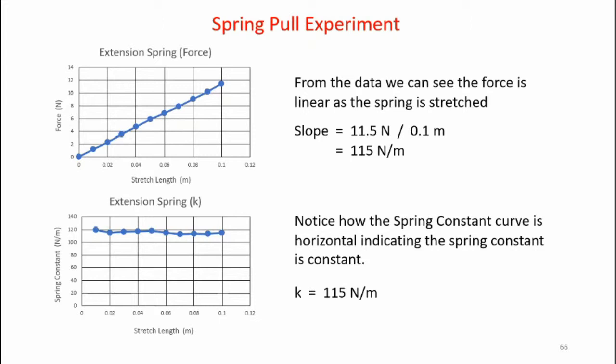I can actually calculate the spring constant at every point along the stretch. You see I've plotted that here at the bottom. Now it's not quite linear or totally horizontal. That's due to little data errors as I made my measurements. However, they do follow a somewhat consistent 115 newtons per meter spring constant.